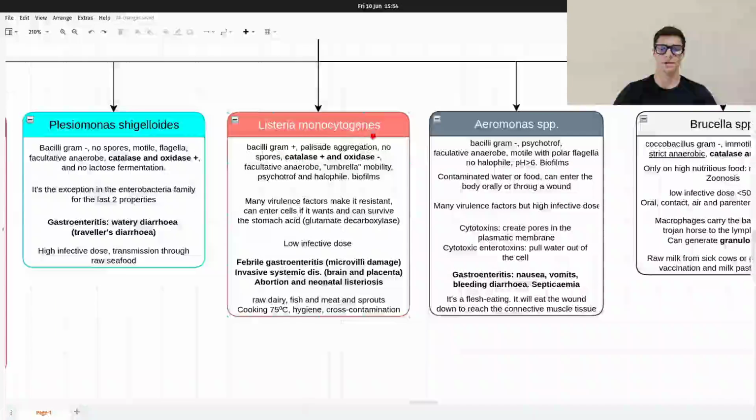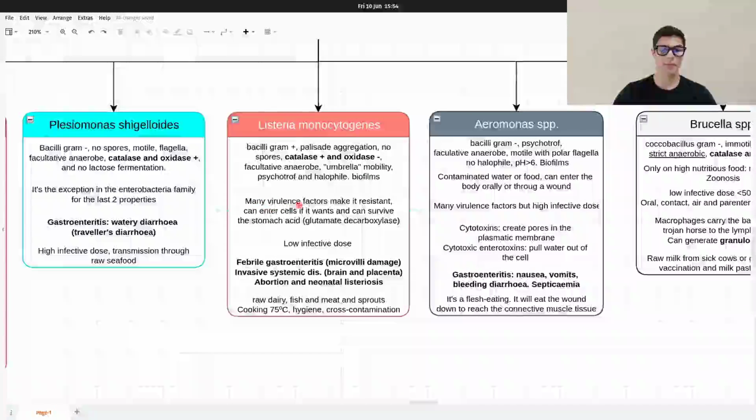And then we have Listeria monocytogenes. These are bacilli gram positive, and they can aggregate in a palisade aggregation. They form like a wall, similar to a wall. And there are no spores, catalase positive and oxidase negative. It's a facultative anaerobe, and it has the umbrella motility because of that. And then it's a psychrotroph and halophile, and it creates biofilms as well.